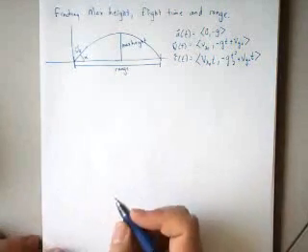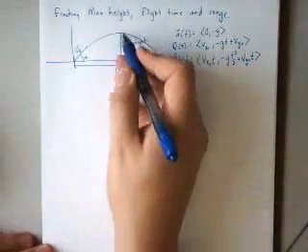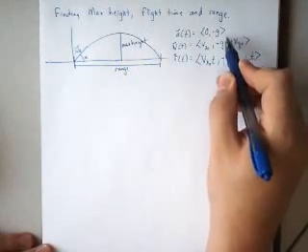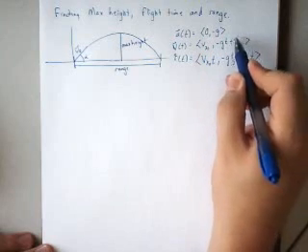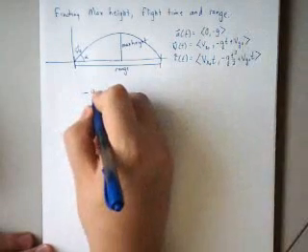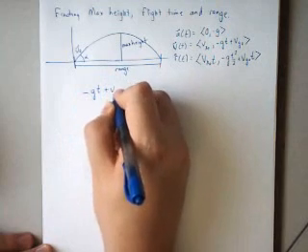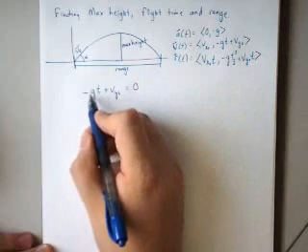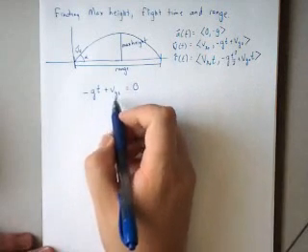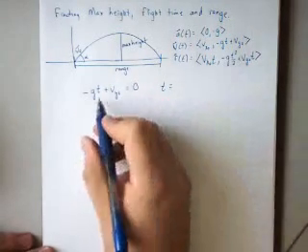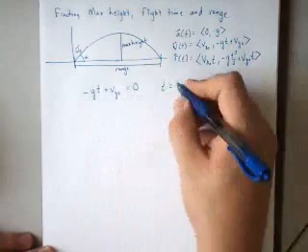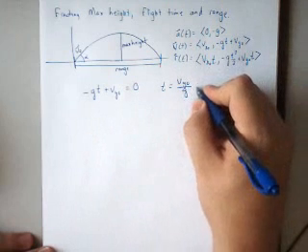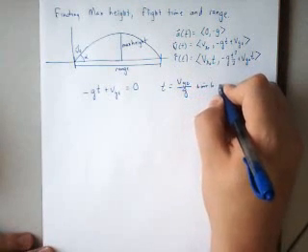So in order to do this, the key thing to note is that at max height, the velocity is 0. Actually, we don't want the velocity, we want the y component of the velocity to be 0. So we're going to let negative gt plus vy naught equal 0. If you solve this for t, it's the only variable, since g and vy naught are things you know. Adding gt to both sides and dividing by g, we get t equals vy naught over g. And this is the time to max height.